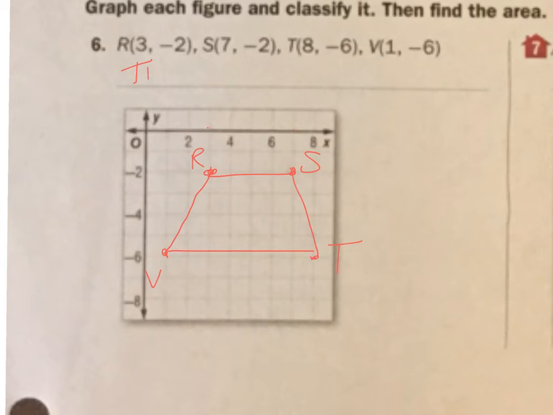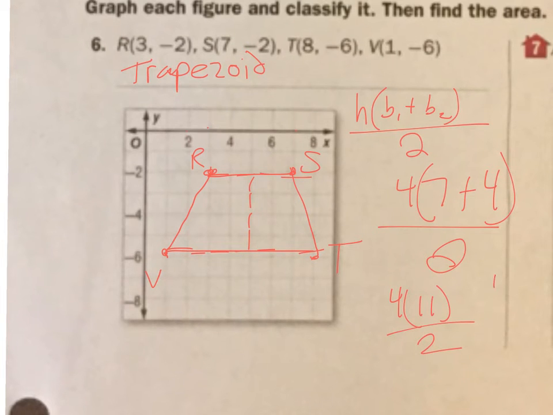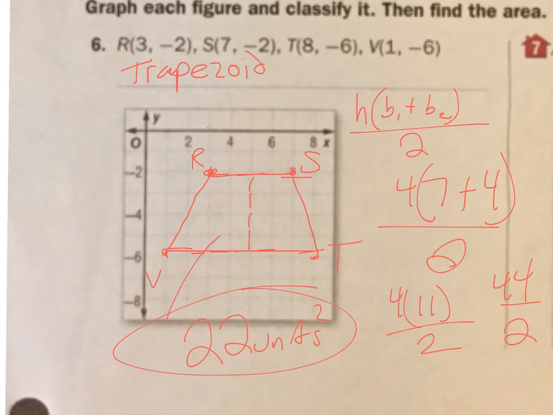And then we can figure out the area. Trapezoid. The formula for that is height times base 1 plus base 2, divided by 2. So my height is 1, 2, 3, 4. 4 times my base, 1, 2, 3, 4, 5, 6, 7, plus 1, 2, 3, 4. And then I'm going to divide that by 2. So I do my parentheses first. 4 times 11 divided by 2. 4 times 11 is 44. Divided by 2 equals 22 units squared. And that's the area for this trapezoid.